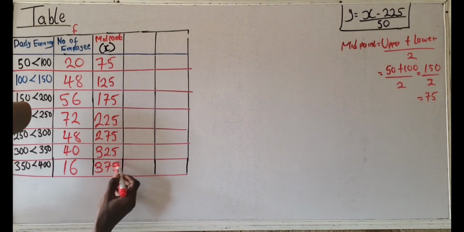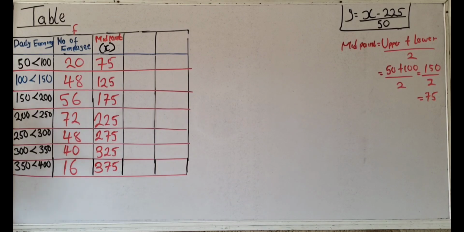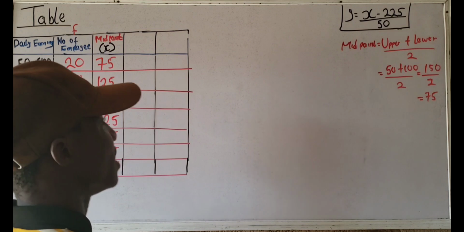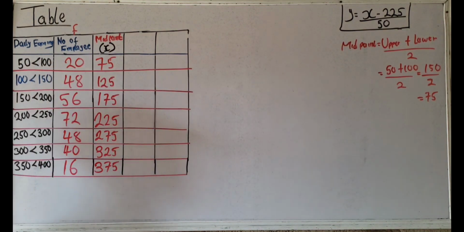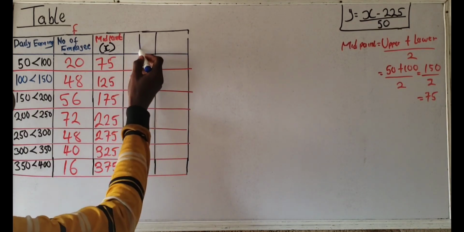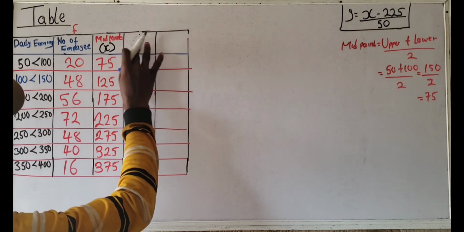Okay, 375. Now, having done this, the next column, we're going to have our deviation. That is where the coded value that we are given in the question comes in, because we're going to use it to get our deviation, okay? Now you can see that this one is a bit different from what we have been doing in our previous classes. So I want you to pay attention, okay? Now, if you want to get the coded value, the deviation, the next column will be for the deviation. Deviation, let me just write it in full.